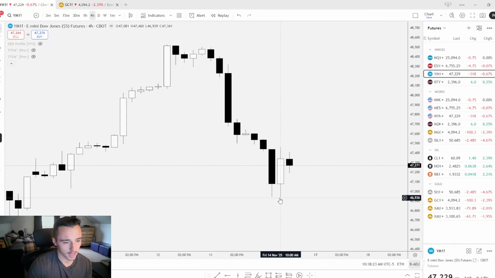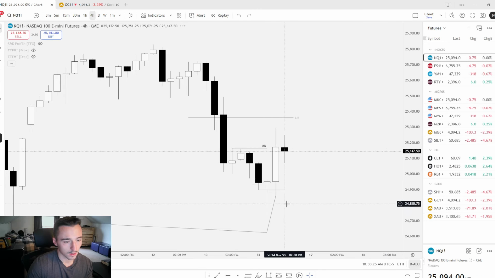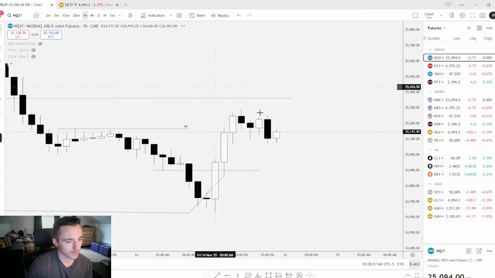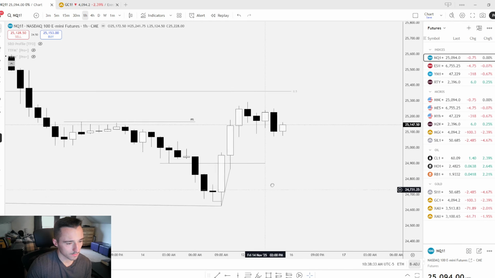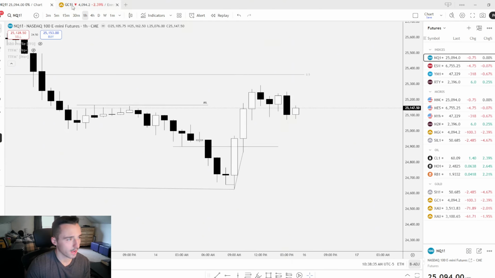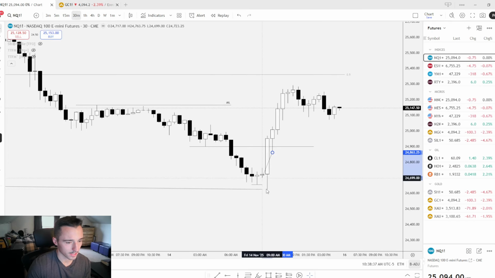With the YM, 6 a.m. takes out at 10 a.m. All right, so everything's aligned now. Going down to the hourly, we take out this low, and we close a reversal candle. All right, so everything's aligning. Coming down to the 30, right here, takes out this low, closes a reversal candle. Right, so I'm marking off 10 a.m.